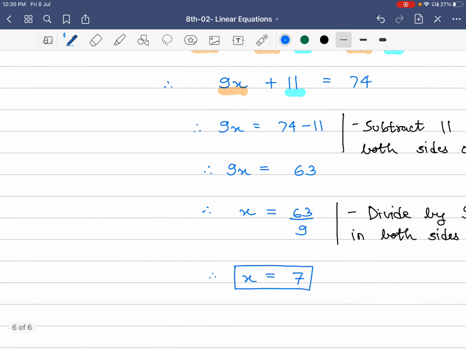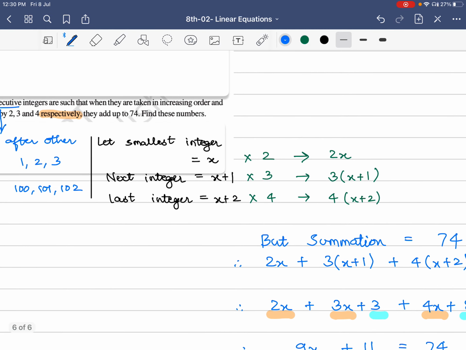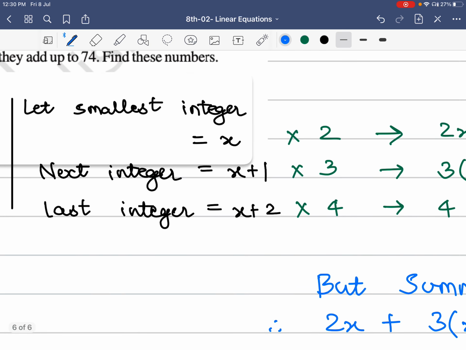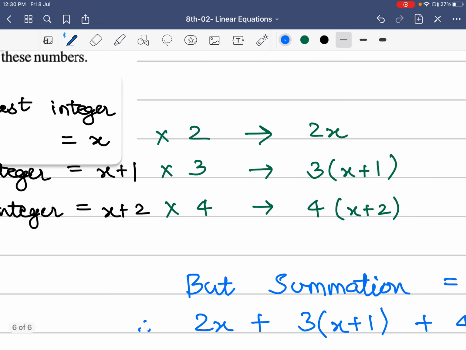Now what was x? Let's go up. Yes, x was the smallest integer. Let's try to zoom in. x was the smallest integer, which has come out equal to 7. Okay, let me try to create some space.